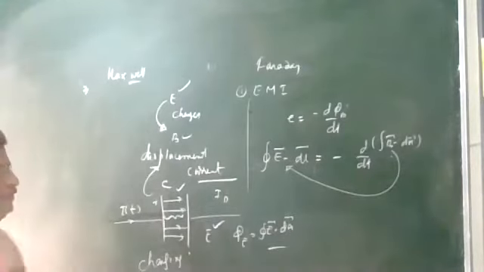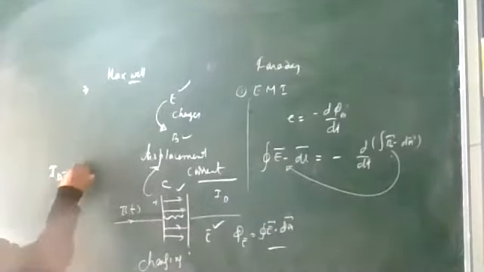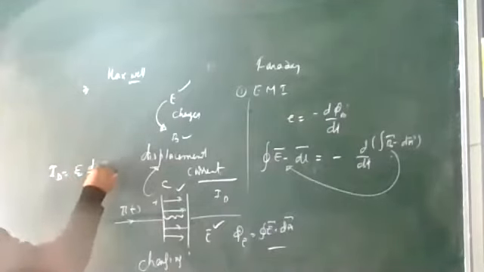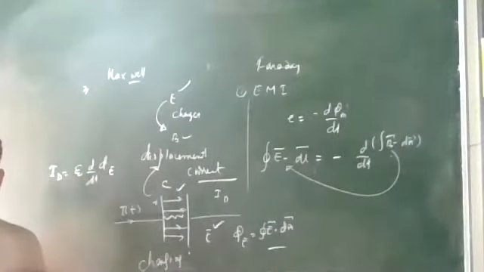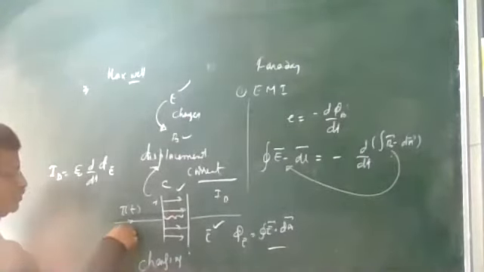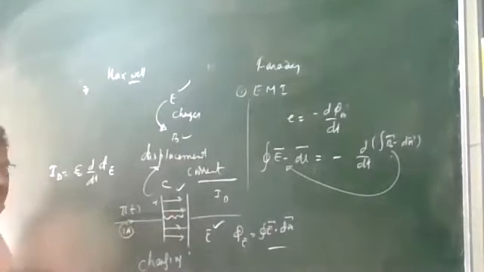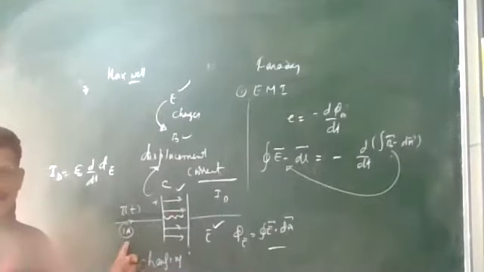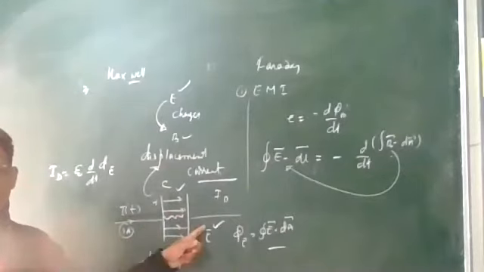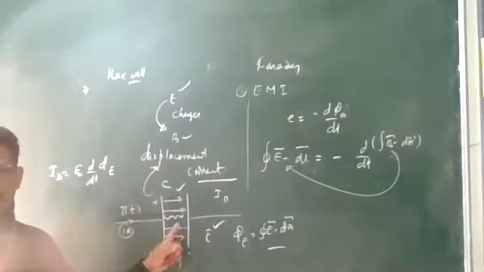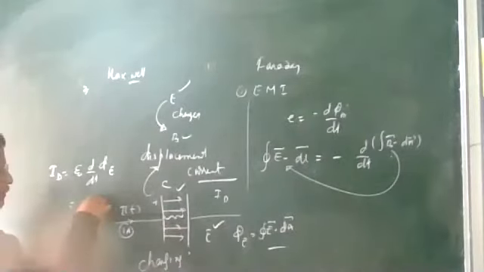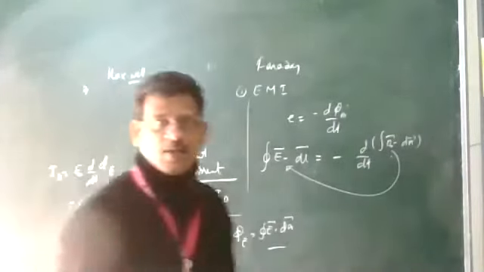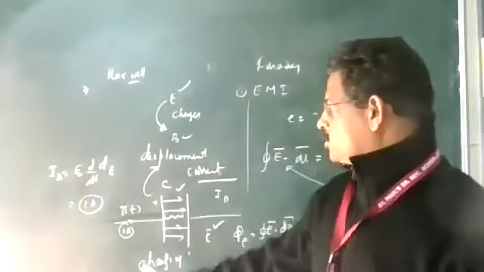This current is called displacement current, and it is given by I equal to epsilon 0 d by dt of electric flux. This is called displacement current. Suppose you are writing 1 ampere current in the wire, this is called conduction current. So 1 ampere current will be outside the capacitor in the connecting wire, and displacement current also will be equal to 1 ampere. So the conduction current and displacement current values are the same, and it will be continuous.